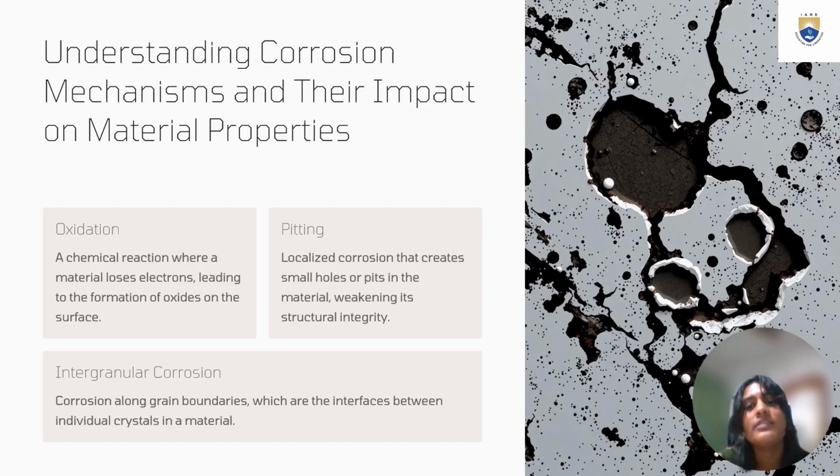Pitting corrosion. This is a localized form of corrosion, creating small holes or pits in the material. Pitting can weaken the material much faster than uniform corrosion, and it is very dangerous if it happens in pipelines or aircraft components. Intergranular corrosion. This is a type of corrosion where grain boundaries in the material are attacked, affecting their structural integrity, common in stainless steels exposed to harsh environments. Each of these corrosion mechanisms affects a material's electromagnetic properties, making microwave sensing a powerful tool for detecting them.